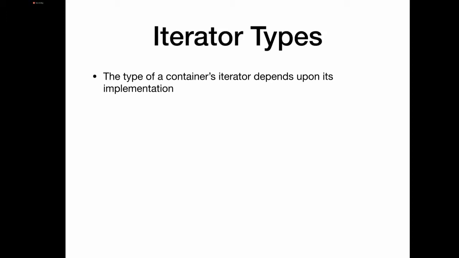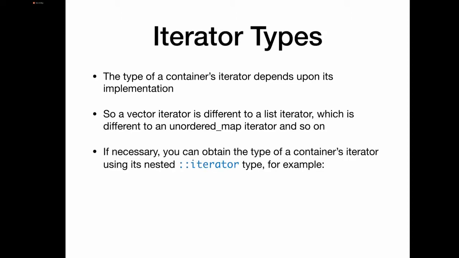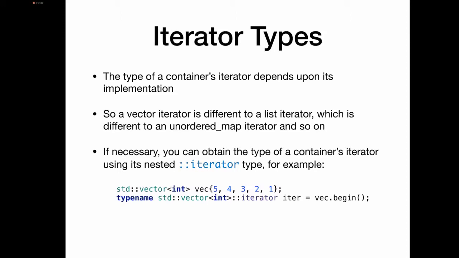Okay, iterator types. So, as I said, there's no one iterator class. Every container implements its own iterator type. So vector iterator is different to a list iterator, different to an unordered_map iterator, different to a std::deque iterator, and so on for all the different container classes. All the containers have a nested type called iterator. So if you really want to, you can say typename std::vector<int>::iterator iter. So you are asking how we get the name of this type, and it's like this, which I think you'll agree is really ugly, but it's what we have to do in C++98.